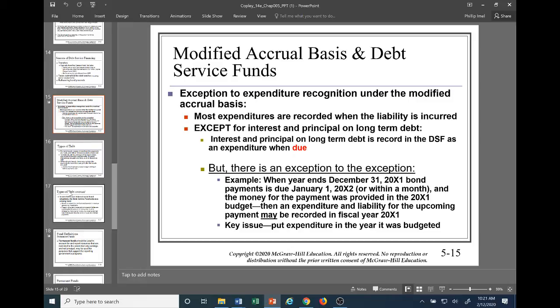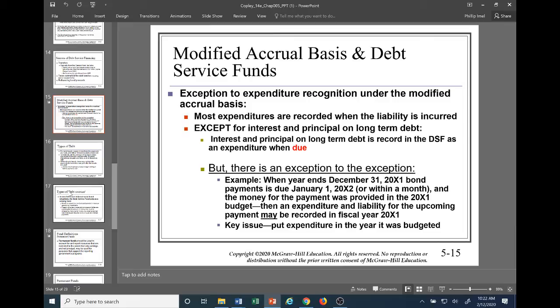Remember, interest and principal on long-term debt is recorded in the debt service fund as an expenditure when due, which makes sense because on an installment note or whatever type of debt it is, there are going to be installments due throughout the life of it, depending on what type of debt you have outstanding. So the main thing here is just remember, modified accrual is for all governmental funds. For debt service, there's an exception to the rule. It's when the interest and principal is due that the expenditure is incurred, right?